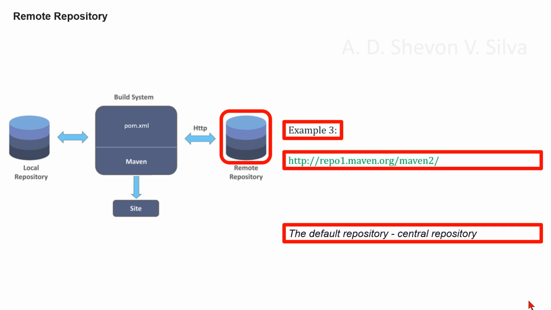As an example 3, we can consider this one: http://repo1.maven.org/maven2/. This is the default repository for central repository. If the site is not available, finally it can be redirected to http://search.maven.org.